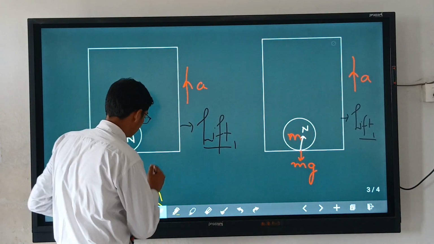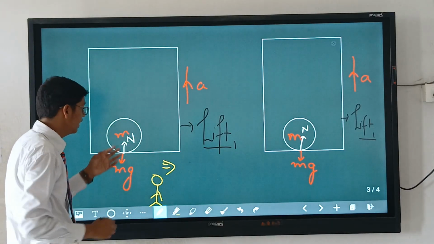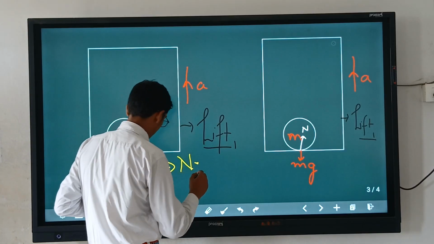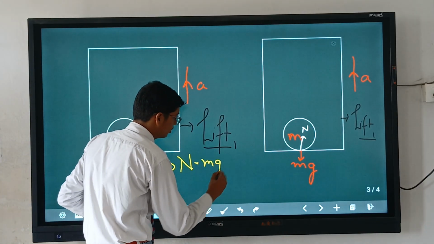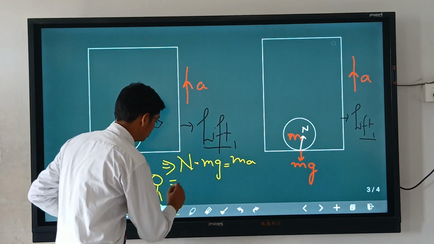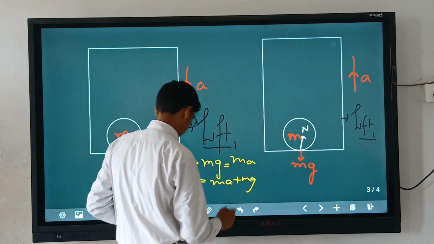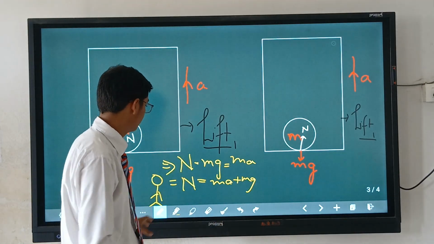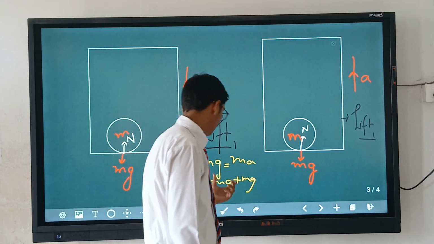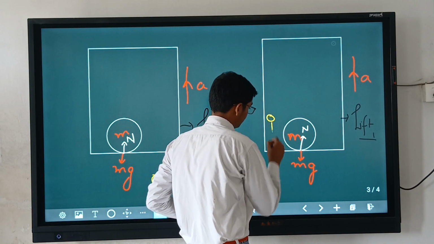Similarly, if I say from the ground, what is being observed here? Because the acceleration is upward, this normal force N becomes the supportive force. Then minus the opposing force, that is Mg, is equal to the acceleration of this whole lift, that is Ma. Therefore, the normal reaction force from the ground perspective becomes N is equal to Ma plus Mg.